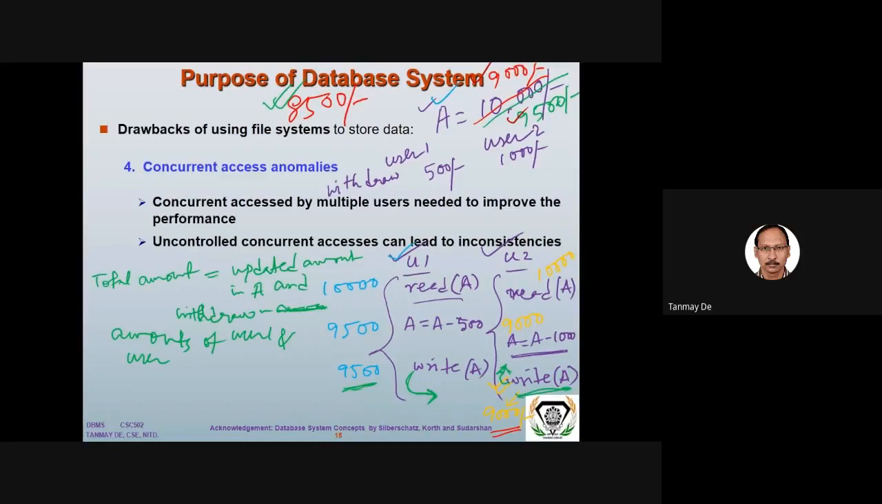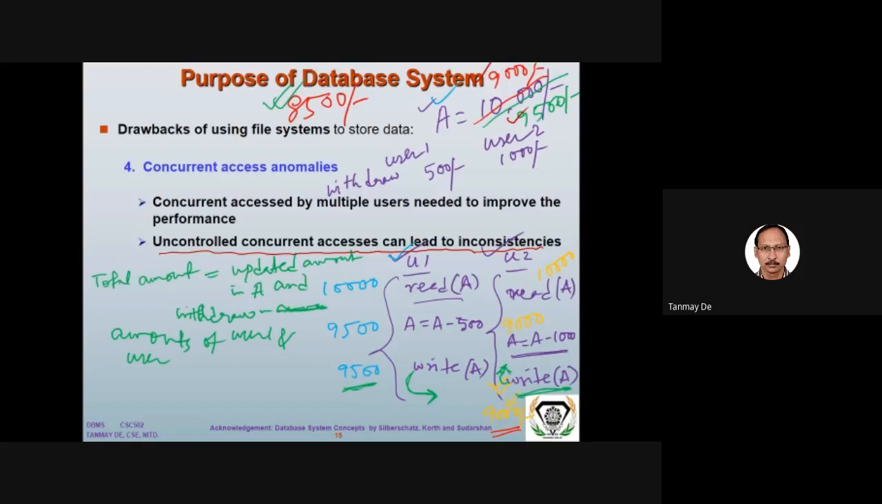When the database is updated in such a concurrent environment, some sort of supervision must be maintained in the system. In a conventional file system, in earlier days, such supervision was very, very difficult to incorporate or provide. Some form of control is required, because uncontrolled concurrent access can lead to inconsistencies. Is it clear or any confusion?